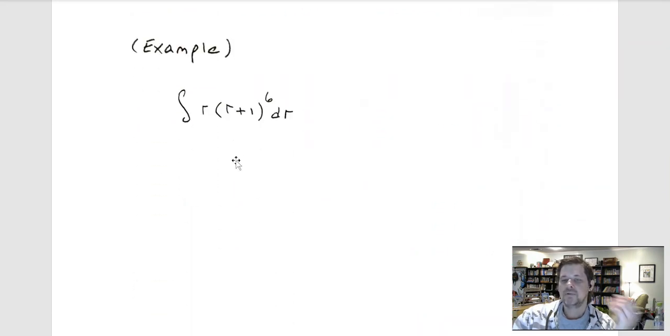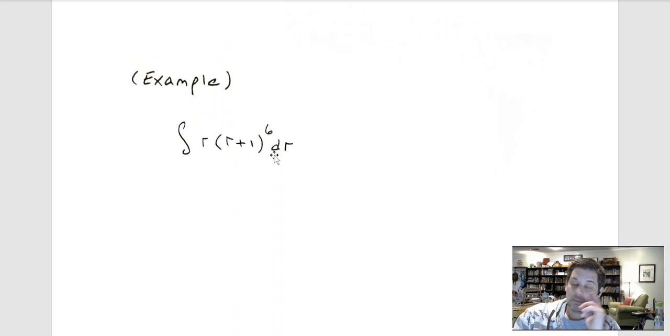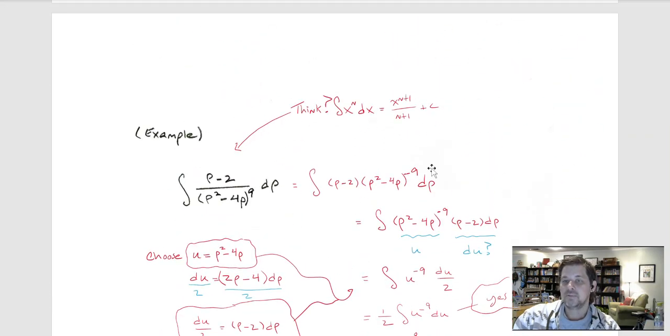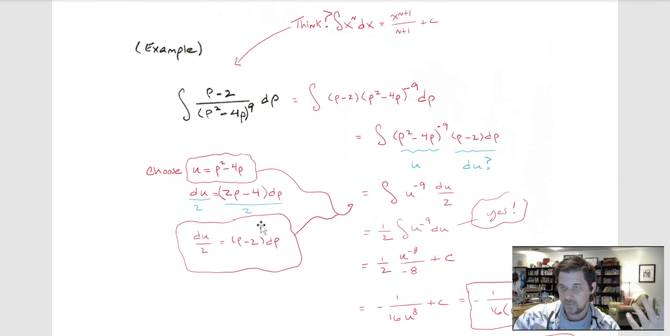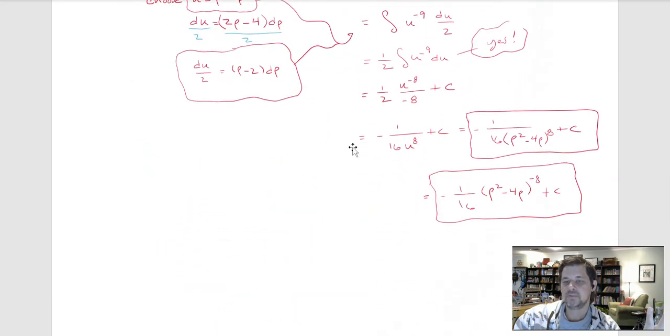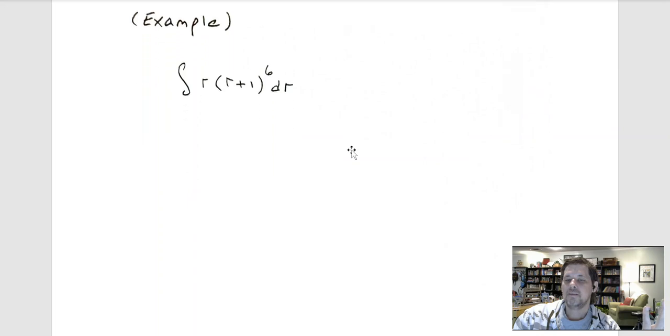Okay, so that's another way that people sometimes think about this. Let's try one more. What about this one? All right, r times (r plus 1) to the 6th power dr. Okay, so the goal with this one would be the same as it would be for the other one, that I just want to make a substitution so that this basic rule applies to it, okay? I think that most people would look at this and say that the thing that has the power is probably what you want to choose for u, okay?